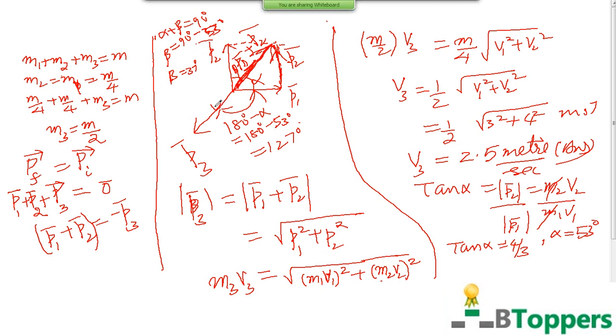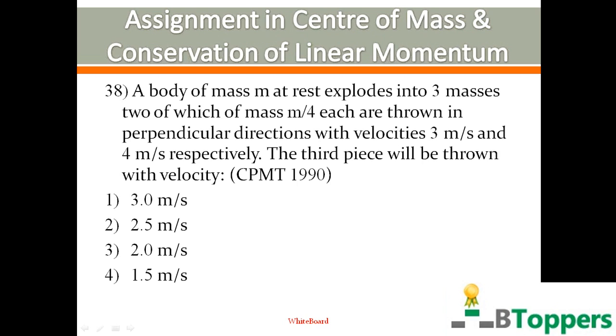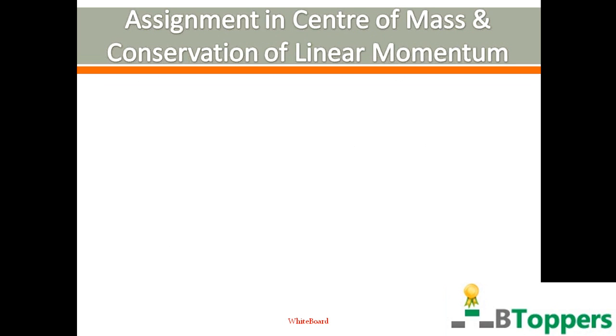So the angle between P2 bar and P3 bar, in case you are asked, will be equal to 180 degrees minus beta, or 180 minus 37. That will be 143 degrees. So for question number 38, the second option is the answer.